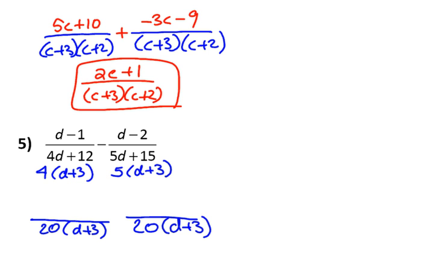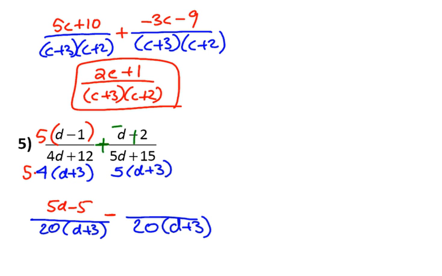Number 5, when we look at 5, we notice that what changes from the 4, d plus 3 to 20, d plus 3, is it's been multiplied by 5. So we're going to multiply this by 5 over 5. That's going to give me 5d minus 5. Here's the subtraction, so let's change that. I'll do this in green. Change this to addition of the opposite and change both of those signs afterwards.